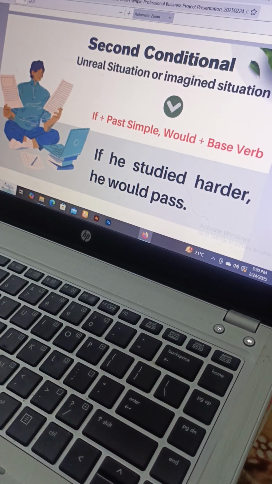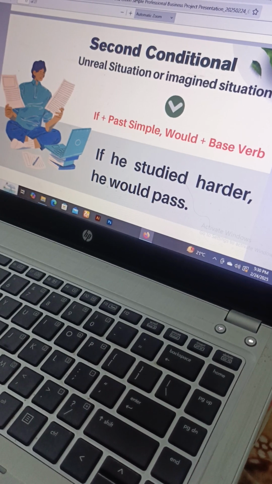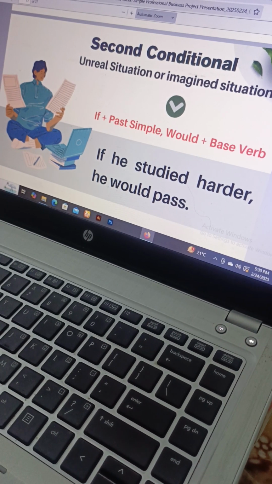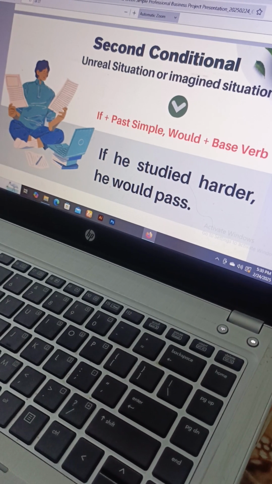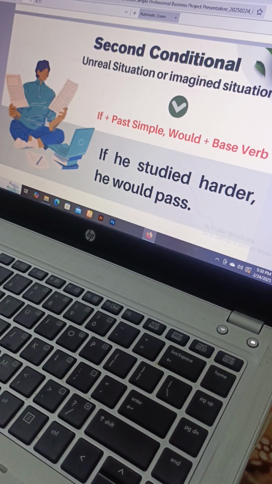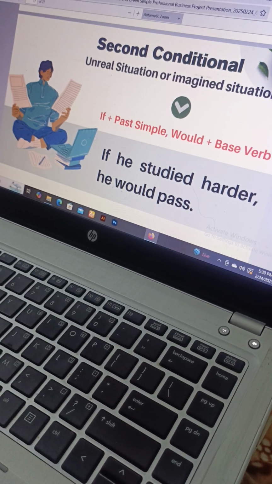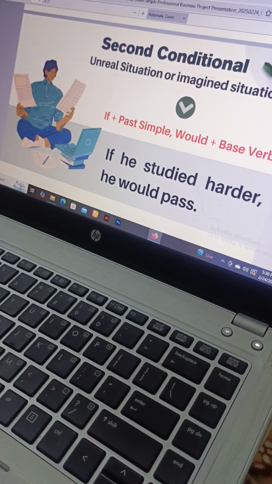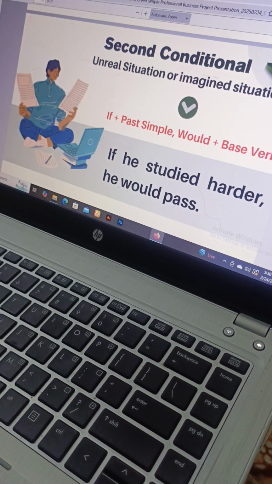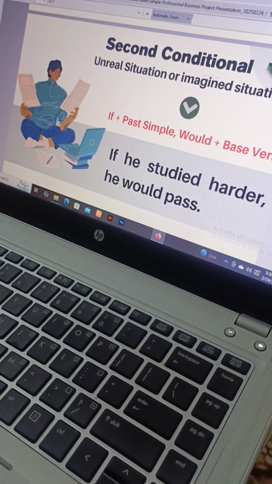For example, if he studied harder, and that's related to the past, also remember that. If he studied harder, he would pass. So this is a situation where, if he had studied, if he had studied really well in the past, then he would have passed. We imagine this situation, right? So an imagined situation also comes in the second conditional, other than an unreal situation.